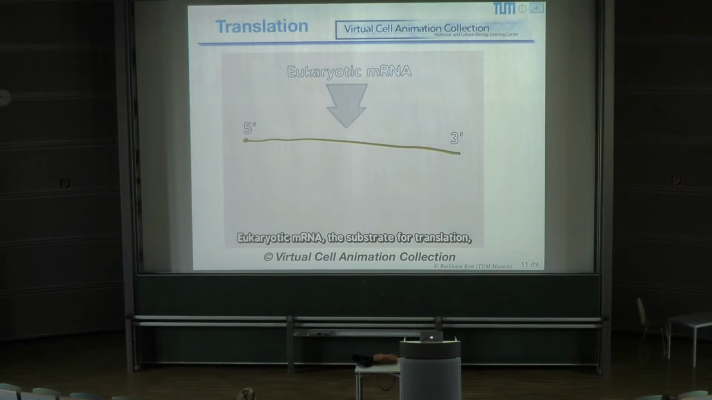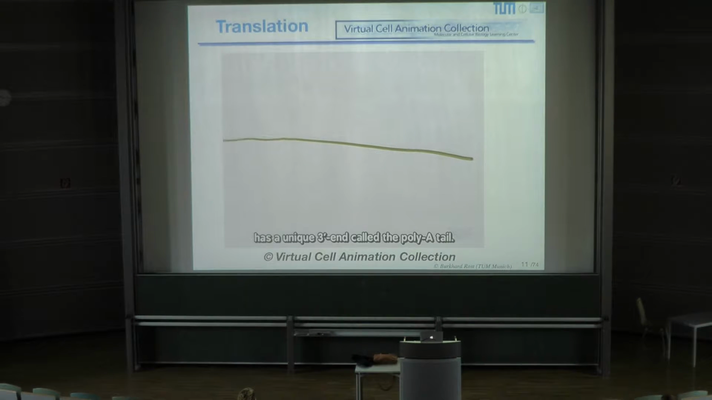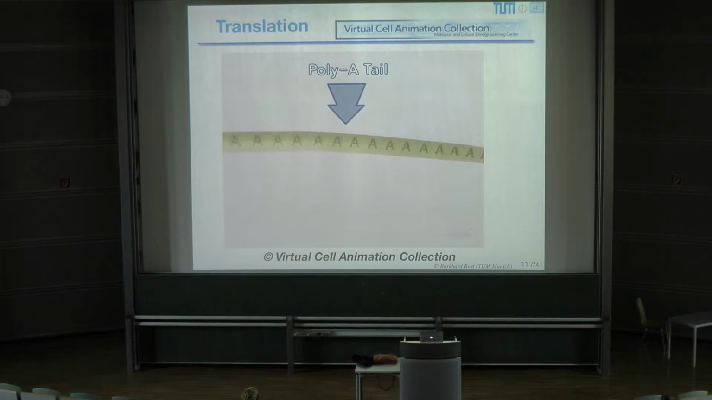You begin with the RNA or the DNA. mRNA, the substrate for translation, has a unique 3' end called the poly A tail. I made a mistake. I showed you a translation, not transcription.